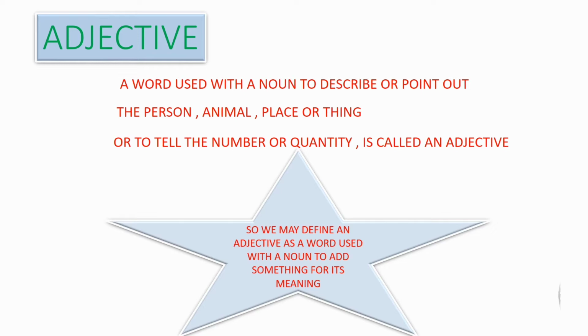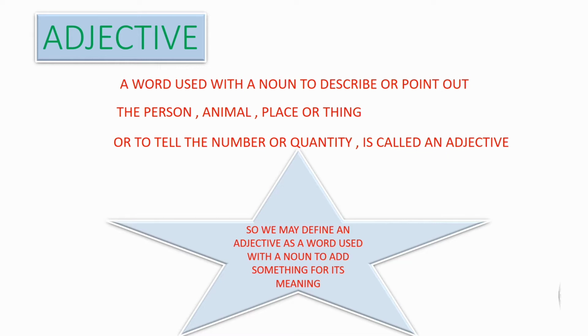Now coming to the main topic for discussion, adjective. A word used with a noun to describe or point out the person, animal, place or thing, to tell about the quantity, quality, number or order of that noun that it describes. So it's called an adjective.